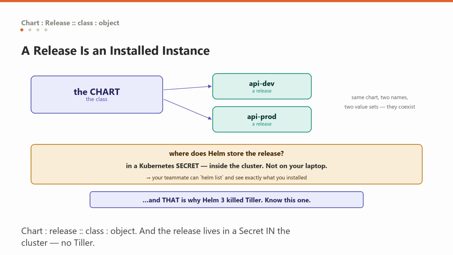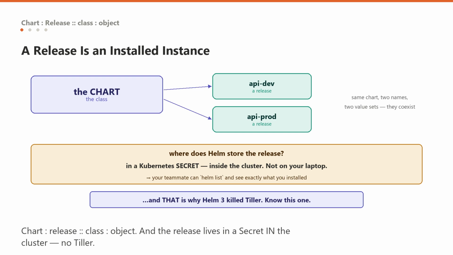Helm is not the source of truth, your cluster is. So any teammate with kubectl access can run helm list and see exactly what you installed. 2. If you delete that secret, Helm forgets the release exists, even though the resources are still running, which is a genuinely confusing situation to be in.